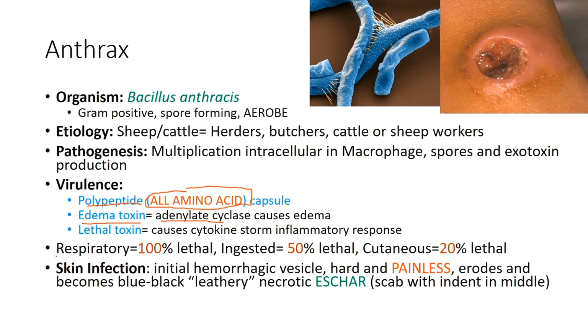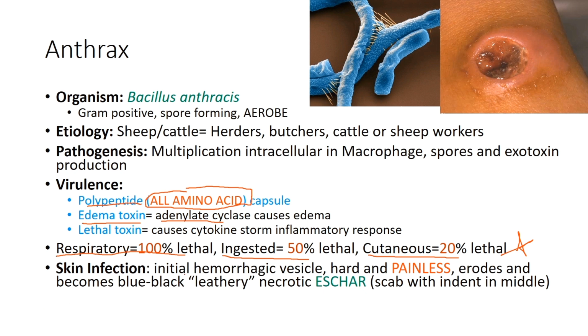So there's three ways you can actually get this, and it goes down in severity. Respiratory is the most severe. It's usually 99 to 100% lethal, so that's really bad. If it's ingested, it's about 50% lethal. And if it's cutaneous, about 20% lethal. These are really important, and they like asking questions about which one is worse than the other.